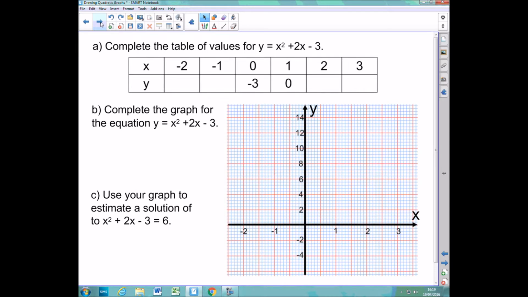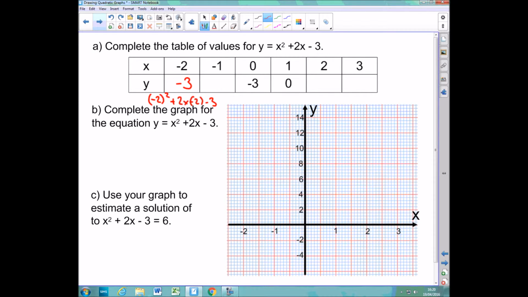So this next example is a slightly harder formula, but we're going to use exactly the same technique as we did before. So starting off, we're going to fill in the missing values of our table. First off, when x equals minus 2, we've got to do minus 2 squared plus 2 times minus 2, and then minus 3. So minus 2 squared is 4. 2 times minus 2 is minus 4. And then 4 minus 4 is 0. And minus another 3 is minus 3.